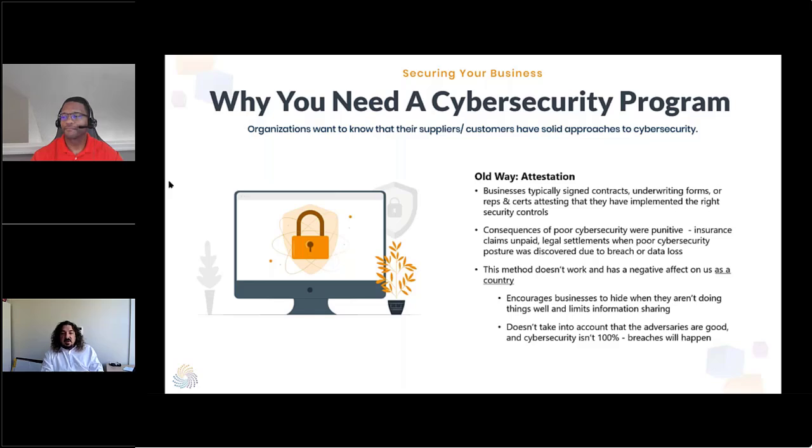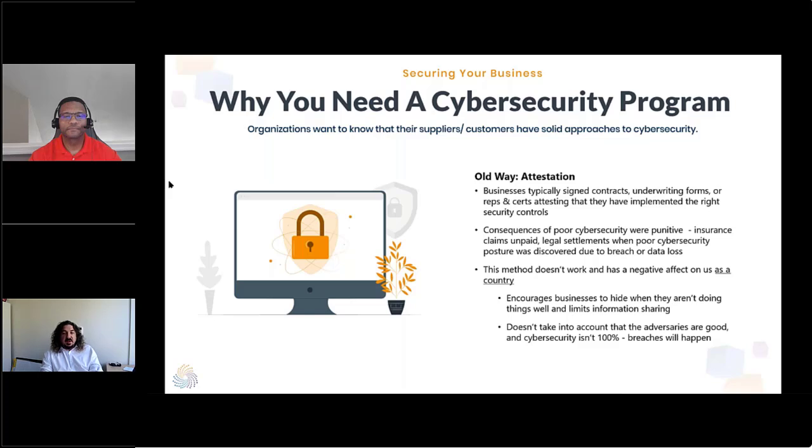Previously, we focused on attestation, right? As an industry, we said, tell the underwriters that you do stuff. Sign a contract that says that you do stuff. Provide representations and certifications to the government that you do stuff. When I say do stuff, I mean implemented security controls. So you attest to it.